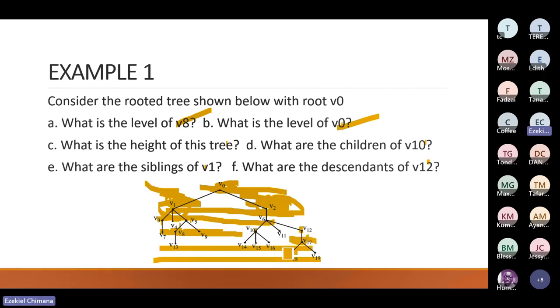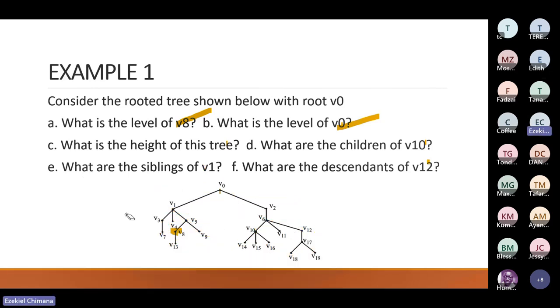Then the descendants of V12 are V17, V18, V19. Just down after V12, those are the descendants. This one is correct. Like if we have V2, all these ones are the descendants from V12. If it is V0, all these will be the descendants from V0. I don't know if there are questions on this one. Are there any questions?